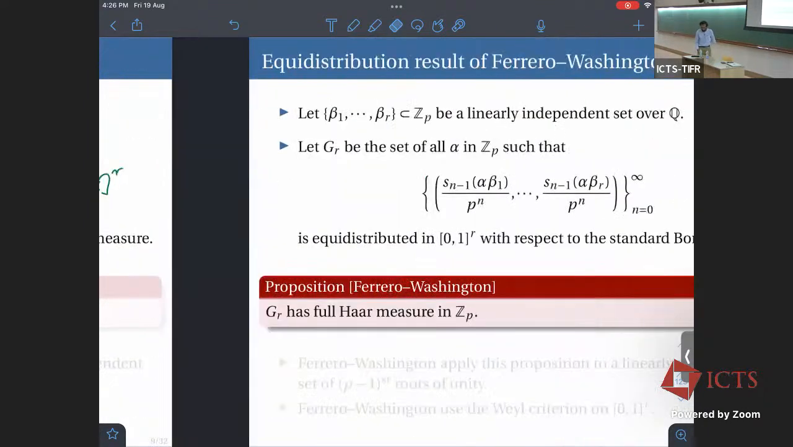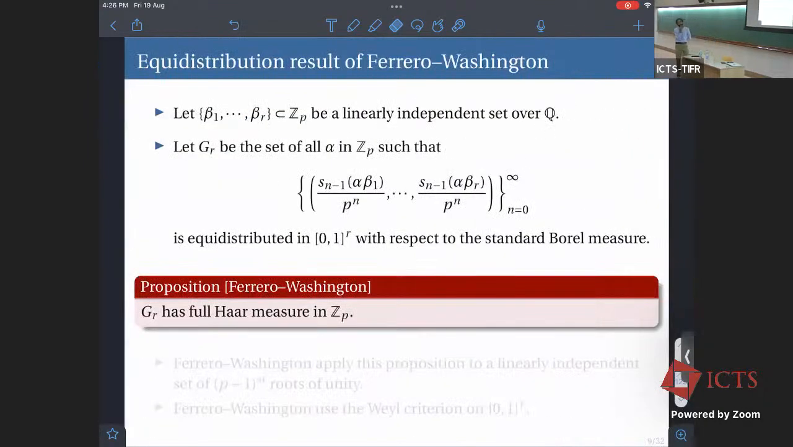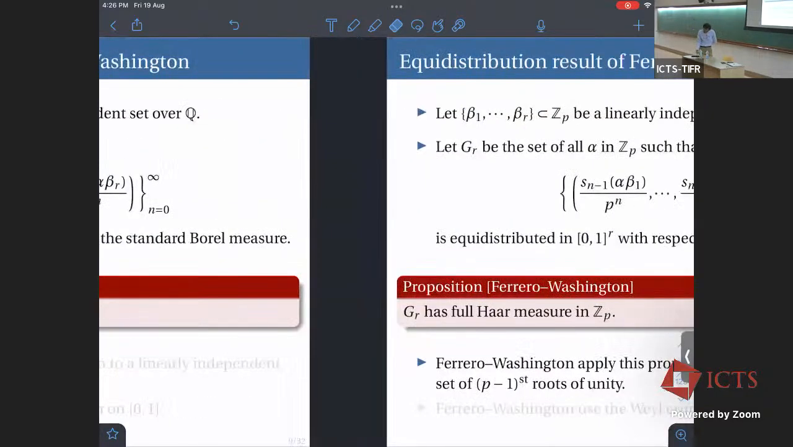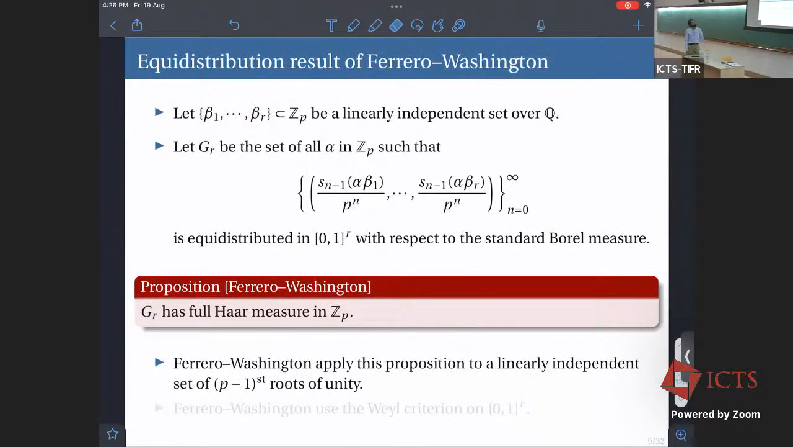And so the main result is that if you start off with beta 1 up to beta r being linearly independent over Q, then this set G_r has full Haar measure in Z_p. Ferrero-Washington have two or three propositions to get this mu equals 0 statement, and this is one of their main ingredients to prove it. As I mentioned earlier, they apply this proposition to a linearly independent set of p minus first roots of unity.